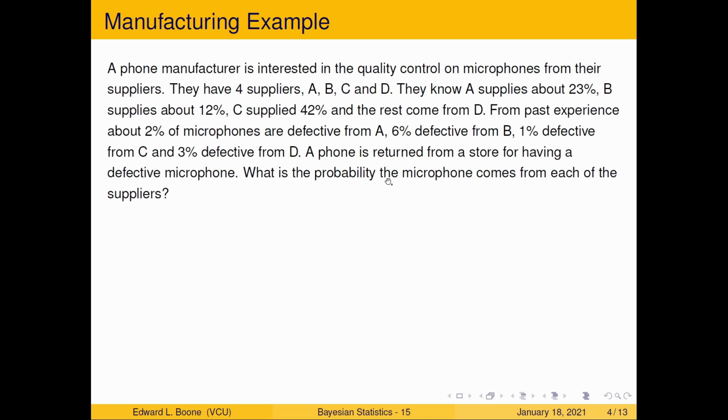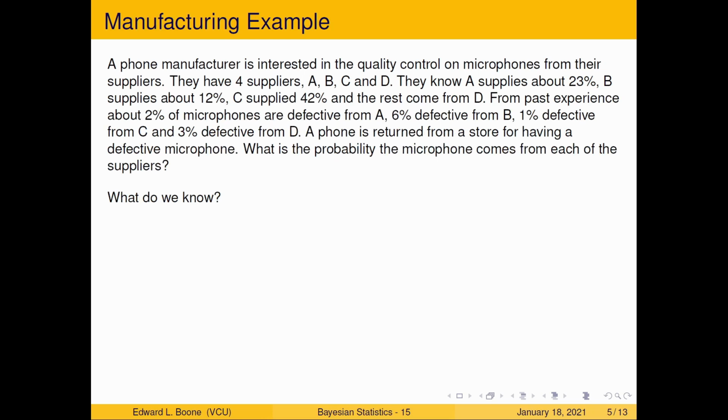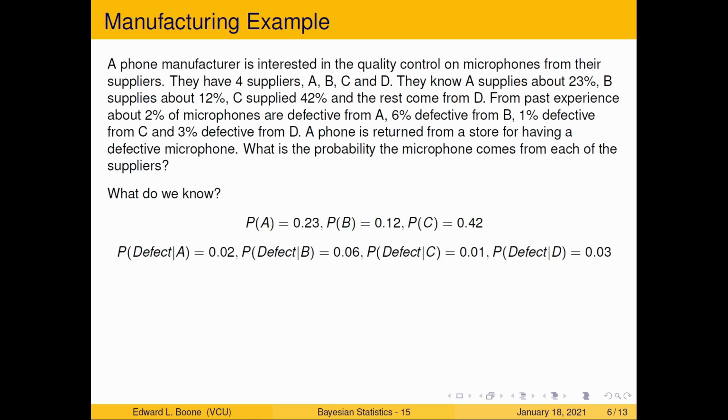All right, so let's start writing down what we know. This is always your first step whenever you're doing these kinds of questions. Just say, well, what do I know? The probability that the item comes from supplier A is 0.23. We have the probability of coming from B as 12% or 0.12. Probability that it comes from C is 0.42. And then it says the rest come from D, so it didn't actually tell us what it was. It did tell us that 2% are defective from A, 6% are defective from B, 1% is defective from C, and 3% are defective from D. So this is everything that the problem tells us.